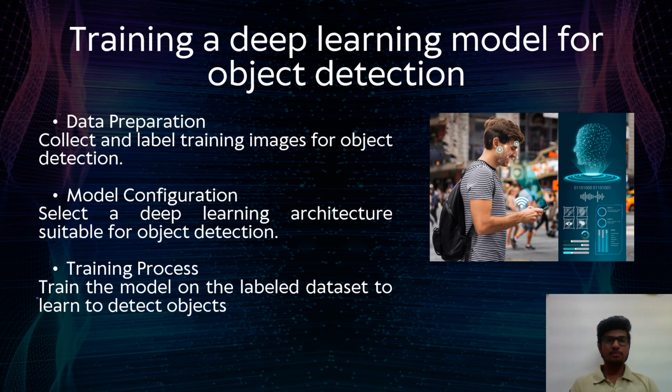Next is training a deep learning model for object detection. How do we train a model? Data preparation: first we collect the labeled training images for object detection, and next is model configuration. Select a deep learning architecture suitable for object detection. Next is the training process. We train the model on the labeled dataset to learn to detect objects.